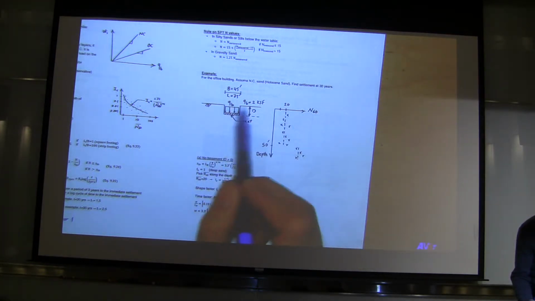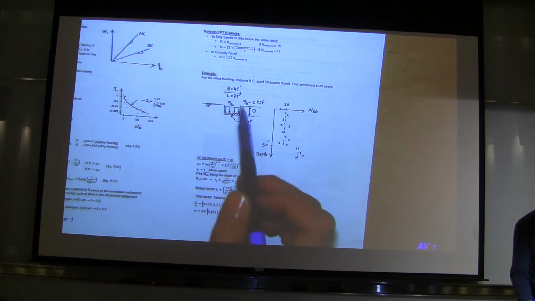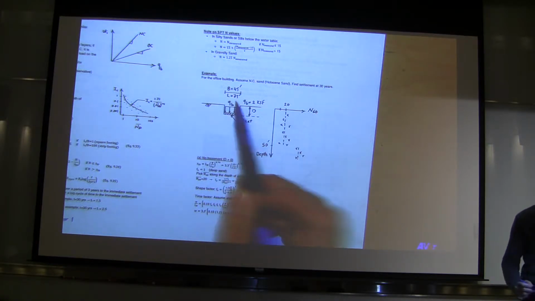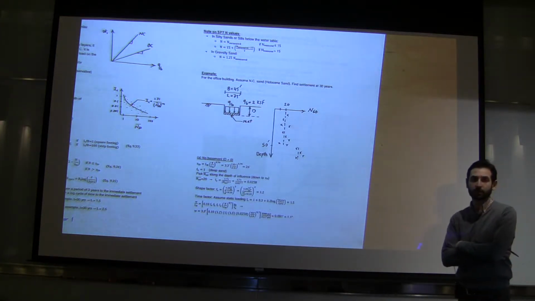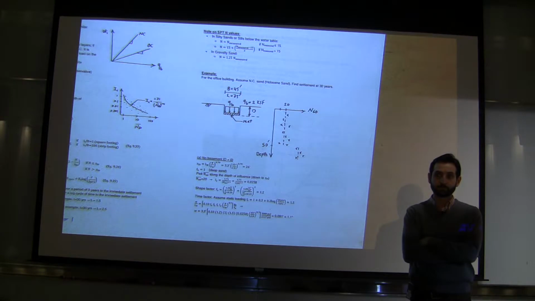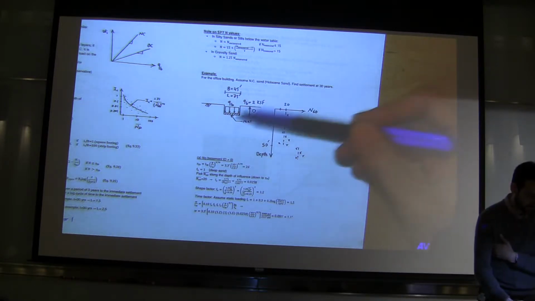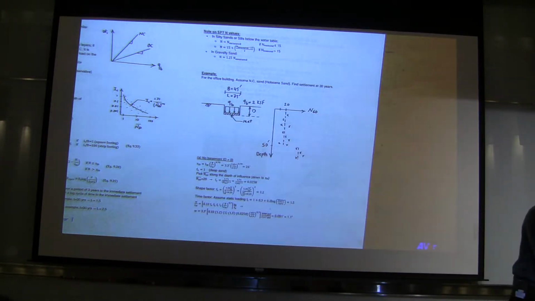So q_B is 2 ksf. The dimensions of the foundation are 45 by 75 feet. So would this be considered a single footing or a mat foundation?